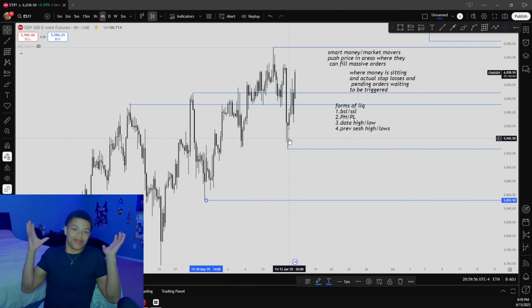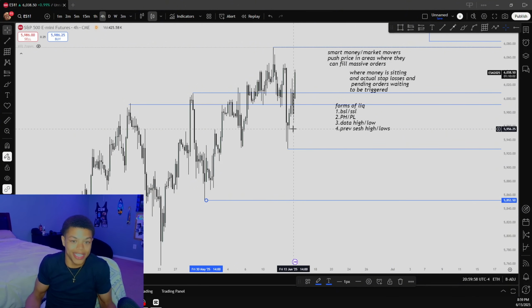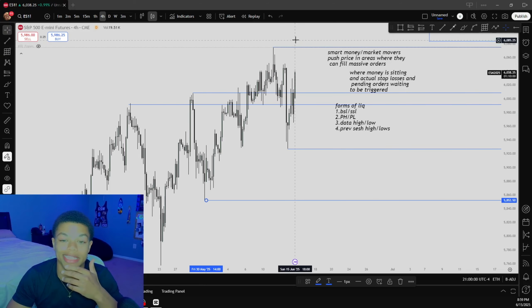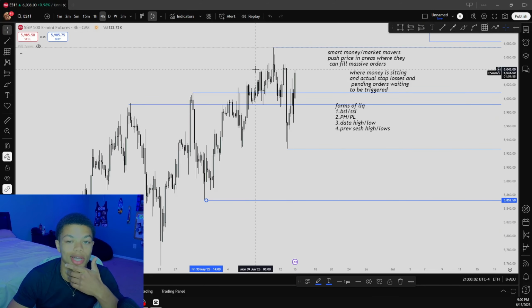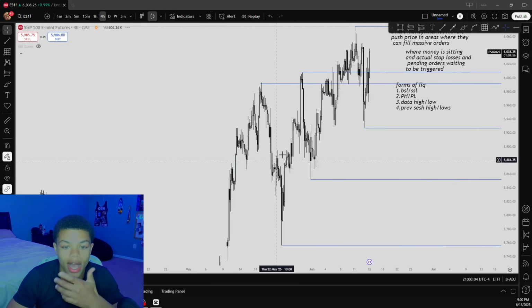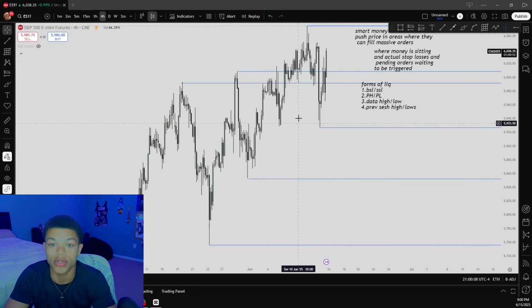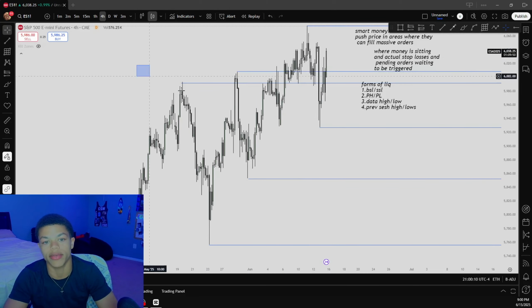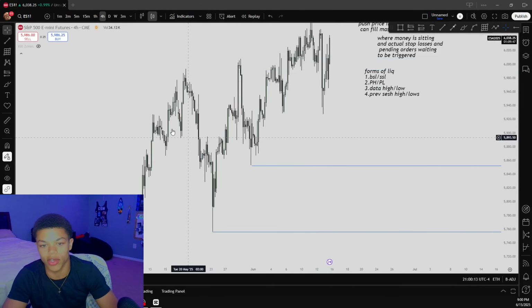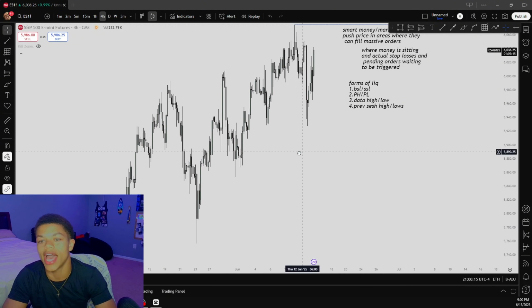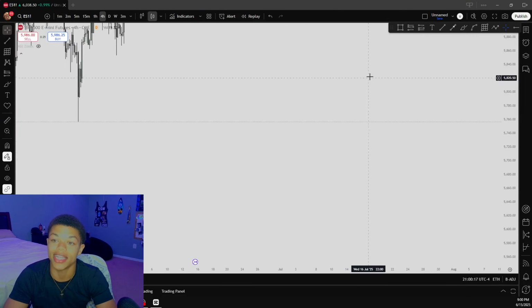I don't know if you guys were expecting a big example or a big explanation, but that's as simple as it gets. What highs, what lows stand out to us the most. Okay. So next on our list, number 3, for our forms of liquidity, we have what we call data highs and data lows. What the hell are data highs and data lows? All right, you're probably wondering.